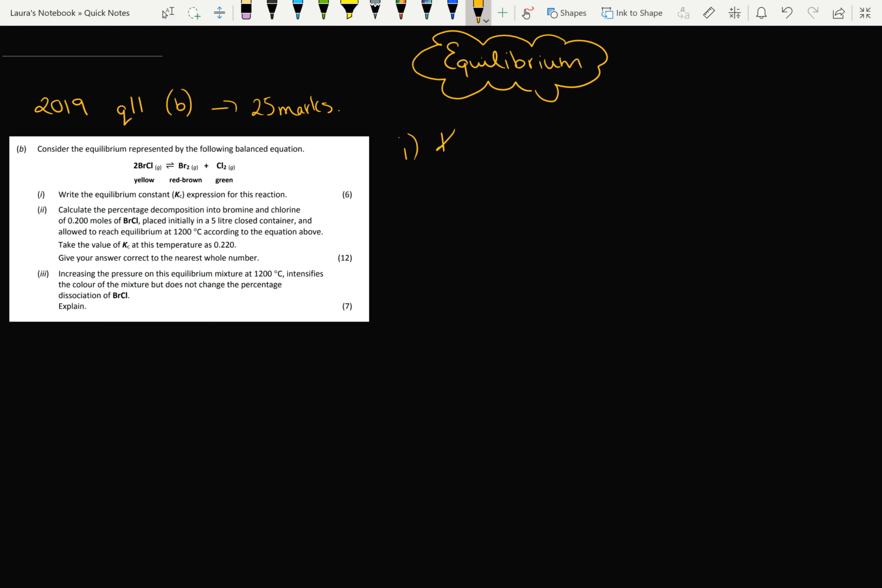So we know when we're writing our Kc that we've got our products over our reactants. And we've got these square brackets to represent concentration at equilibrium in moles per liter. And that concentration is raised to the power of the coefficient in the equation. And the coefficient of each of these products is just 1. And we divide that by the concentration of the reactants raised to the power of their equilibrium coefficient. So that is squared.